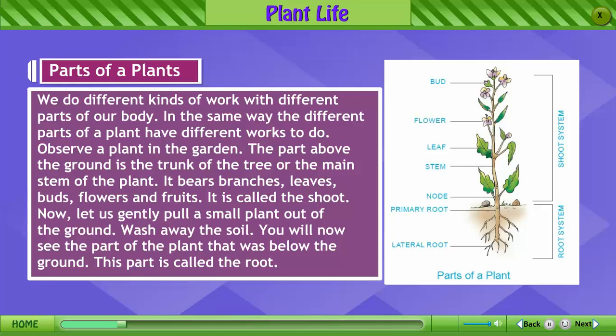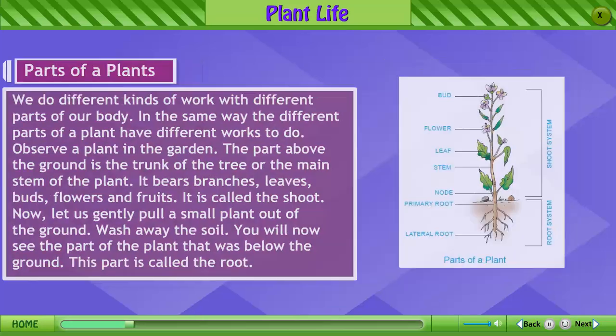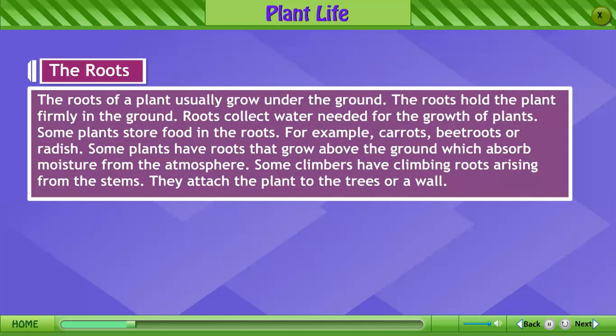Now let us gently pull a small plant out of the ground. Wash away the soil. You will now see the part of the plant that was below the ground. This part is called the root. The roots. The roots of a plant usually grow under the ground. The roots hold the plants firmly in the ground. Roots collect water needed for the growth of plants.